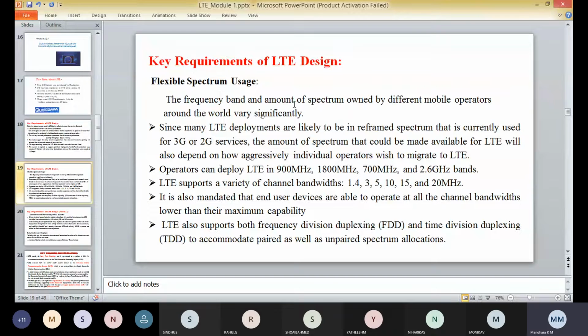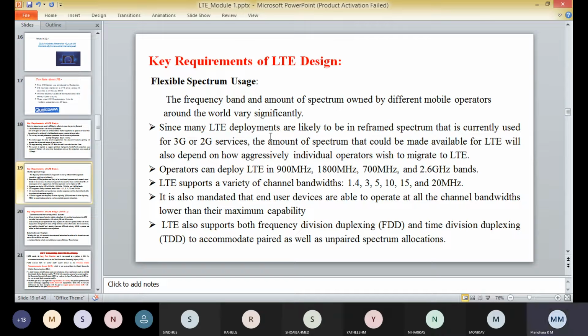So here the frequency band and the amount of spectrum owned by the different mobile operators around the world vary significantly. Since many LTE deployments are likely to be refarmed spectrum, that is currently used for 3G or 2G services, the amount of spectrum that could be made available for LTE will also depend on how aggressively the individual operators wish to migrate to LTE.